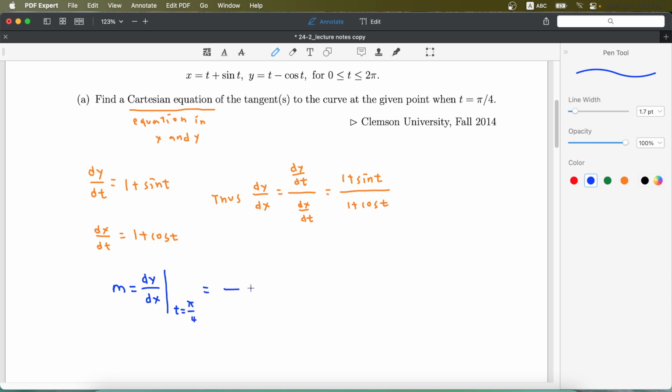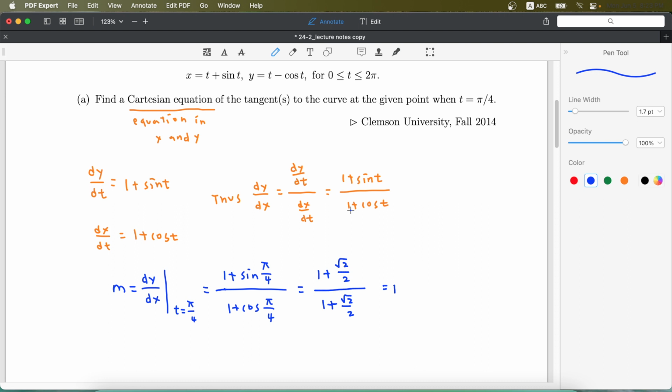That means I will have 1 plus sine pi over 4 over 1 plus cosine pi over 4. Now notice that sine pi over 4 is square root 2 over 2. Cosine pi over 4 is also square root 2 over 2. So you can see that the slope is 1. The slope is 1 when t equals pi over 4.